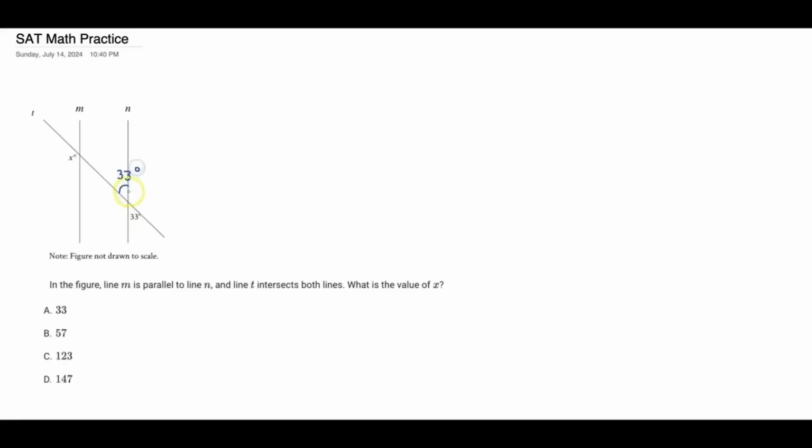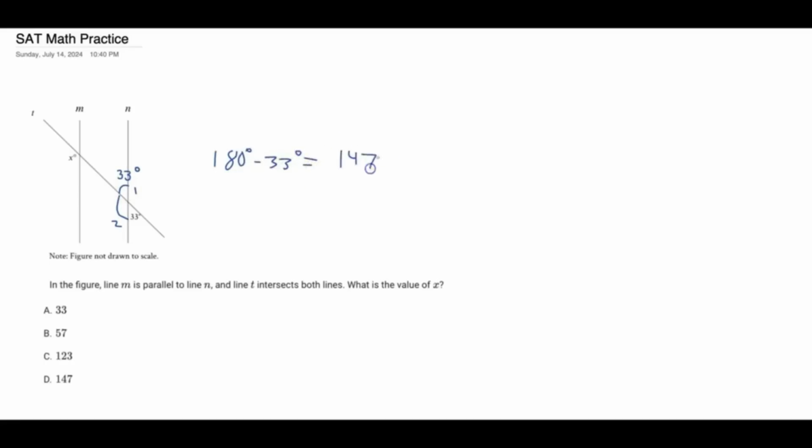So if we call this angle right here that we just labeled angle 1, and let's call this one angle 2, angle 1 and 2 are supplementary angles, right? Because two angles that make up a straight line will be equivalent to 180 degrees. And so if we know the total between those two angles is 180 degrees, we just found angle 1, right? Then we can find angle 2. And so angle 2 here will be 147 degrees.